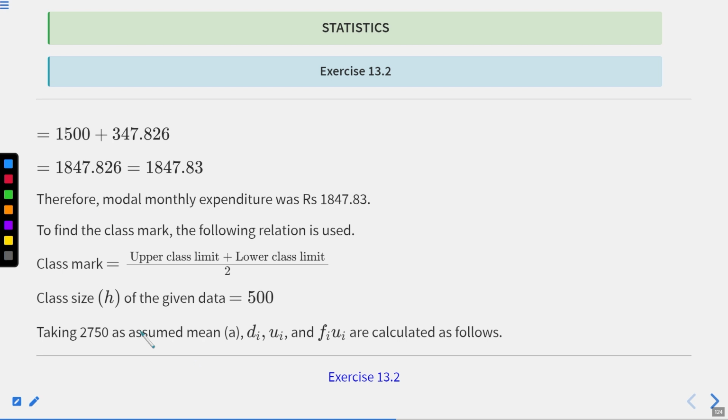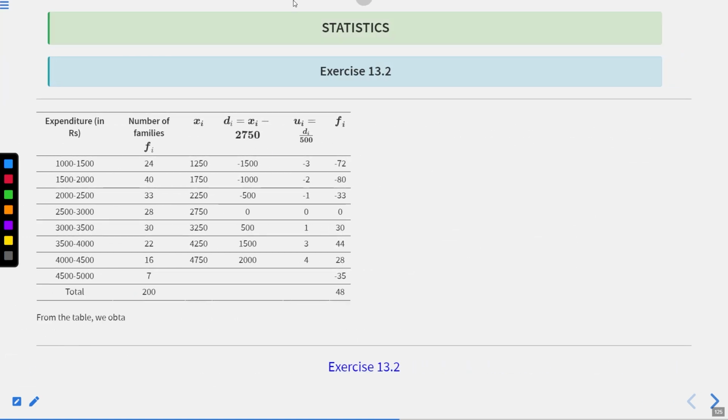Okay, so taking 2750 as the assumed mean, that is a. So a is here 2750, and di, ui and fiui are calculated as follows. Here in this table we have calculated xi, di, ui and fiui. Okay, so this is fiui.